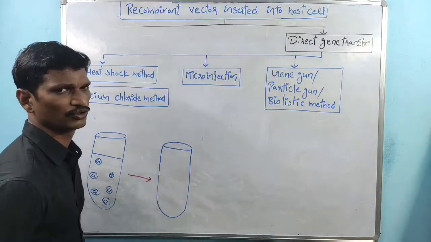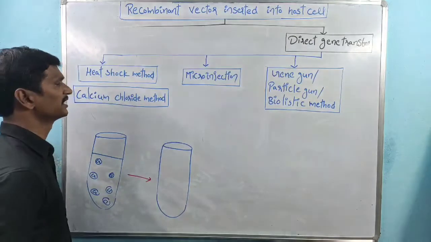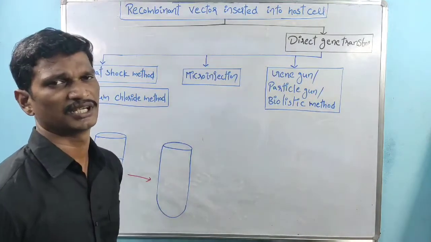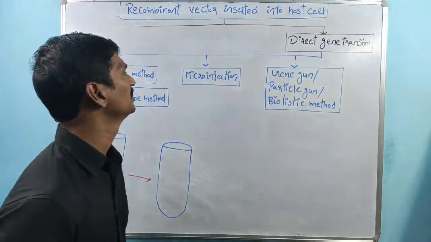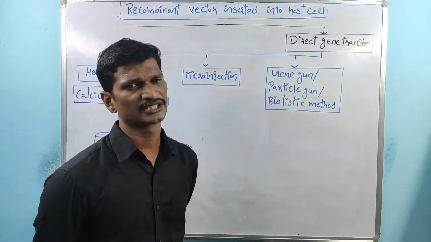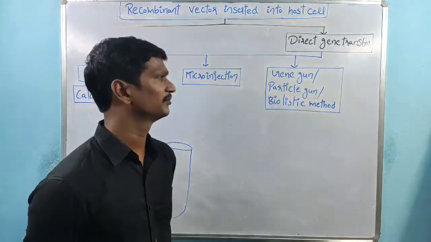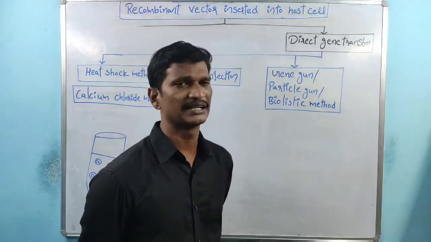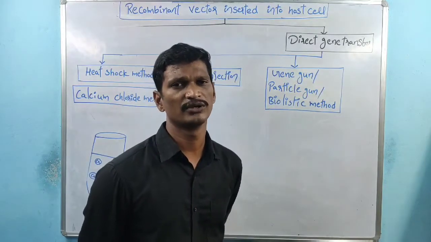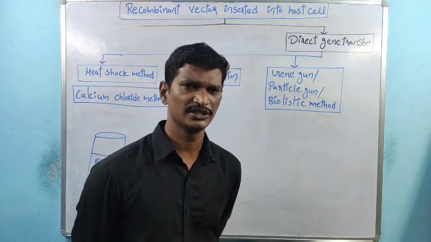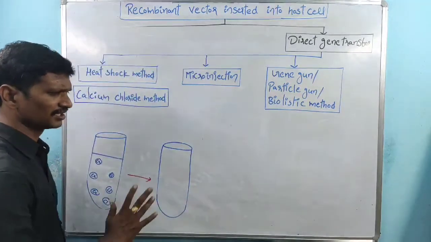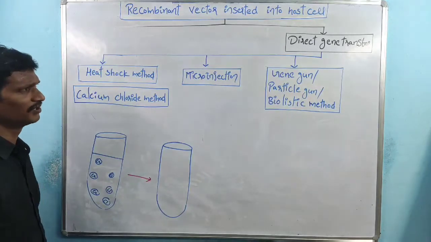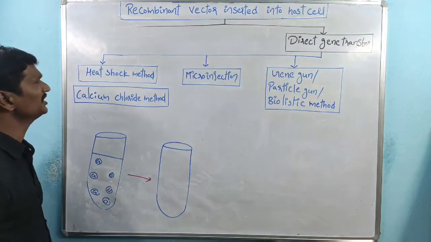First one is the heat shock method. This one is also called the calcium chloride method or calcium precipitation method. And next one is the microinjection method. Next one is the gene gun method. This one is also called particle gun, or biolistic method. Not only these, two more methods are also there. First of all, we'll discuss these three, right?